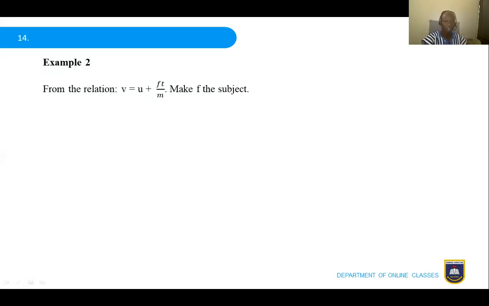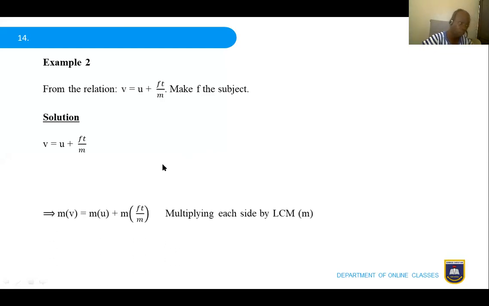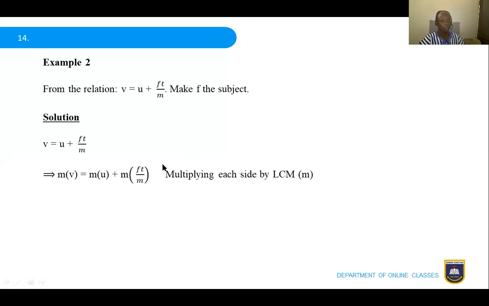So let's look at our suggested solution here. Now, solution. So we have the expression V equal to U plus FT all over M. We are making F the subject. So as usual, we said that we need to remove the fraction by multiplying through by the LCM. In this case, our LCM is M. So we multiply each of the terms by M. So when you come here, we have M times the V equal to M times the U plus M times the expression FT over M.